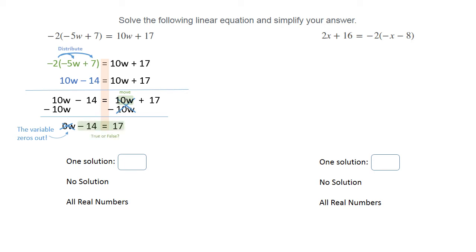So the variable itself zeroes out while we're working on this problem, which makes us look at the negative 14 and the 17. Is this true or false? Most obviously those numbers are not equal, so that's false, and that gives you no solution, which means you can't plug anything into that equation to make it true.